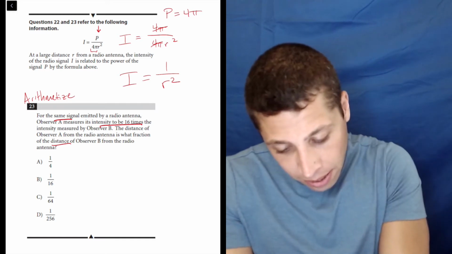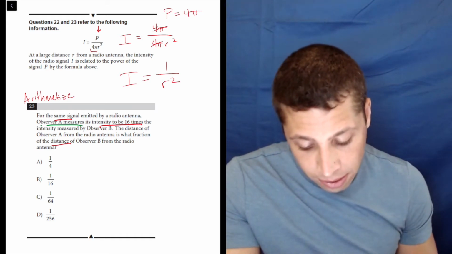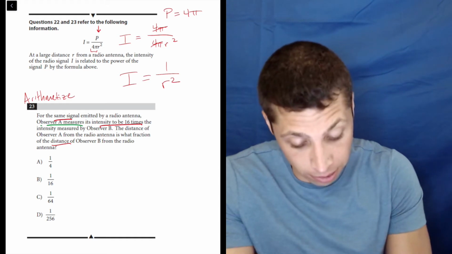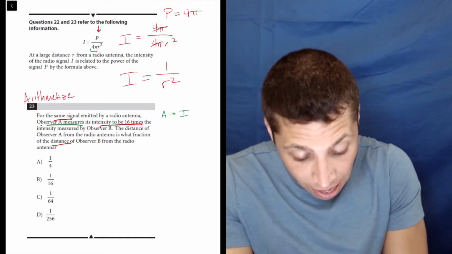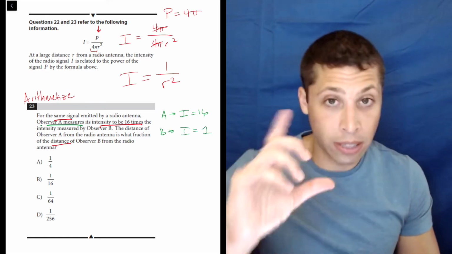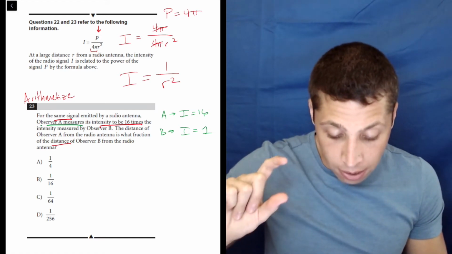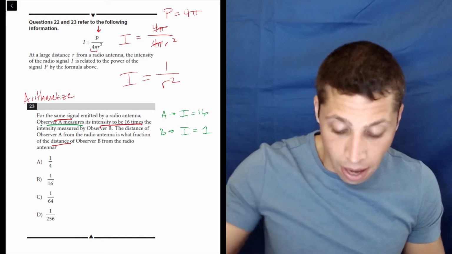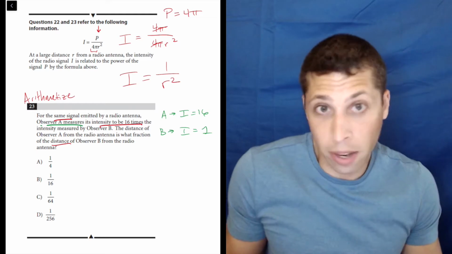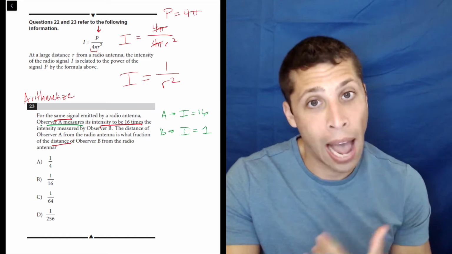Now the rest of the arithmetize is pretty straightforward, right? The observer A measures its intensity to be 16 times the intensity measured by observer B. So let's just do the simplest thing here. Let's say A has an I value of 16 and B has an I value of 1. So let's make sure that makes sense with the sentence. The intensity for A, 16, is 16 times the intensity of B, which is 1. So 16 is 16 times 1. That's just a true mathematical statement. So I've picked very simple numbers here to understand what's going to happen to the R values.